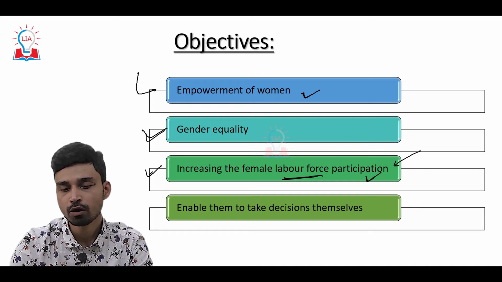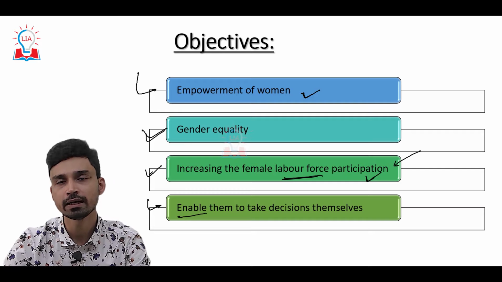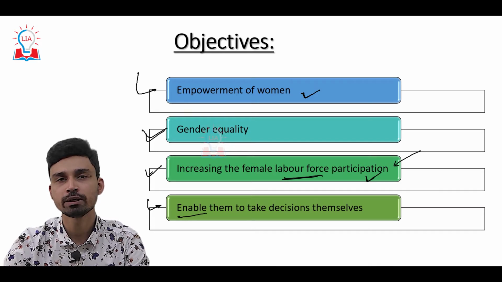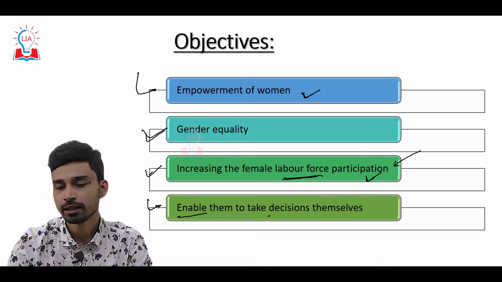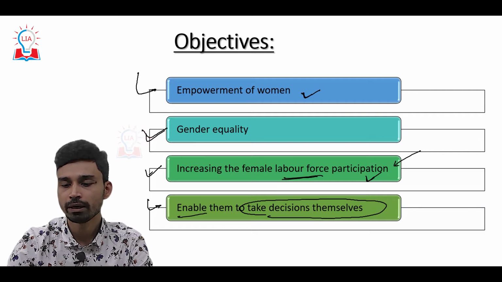Fourth, the bill also aims to make girls self-independent, so that they do not depend on their parents, husband or in-laws, and that is why they will be enabled to make decisions regarding their career, their family life, and their children in a better way by themselves.